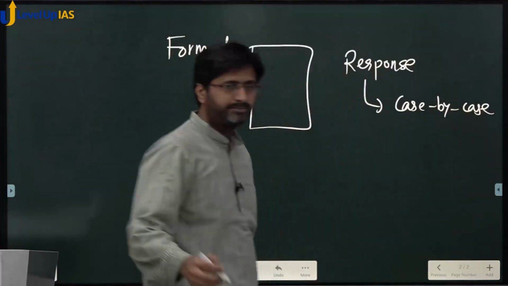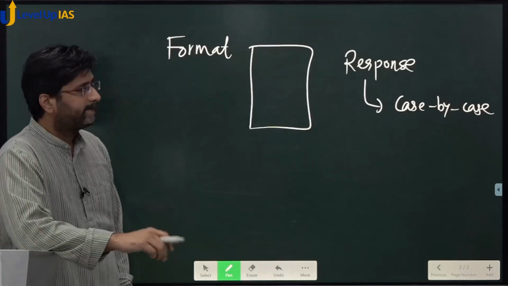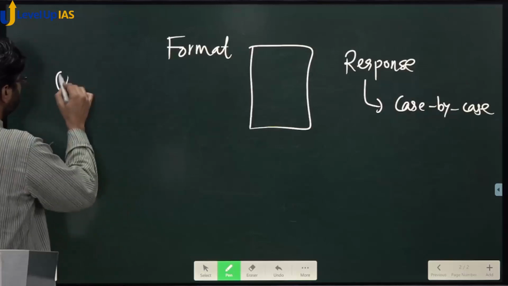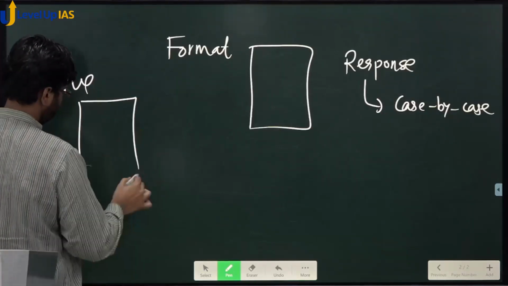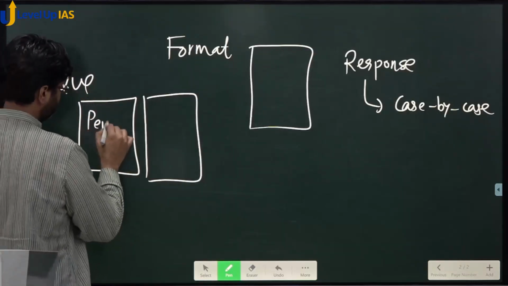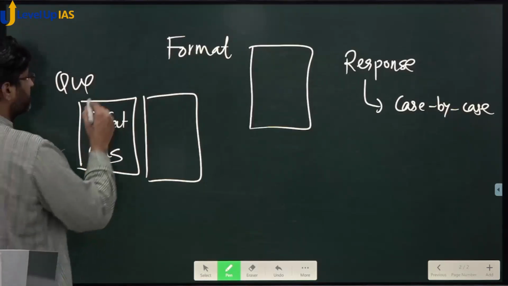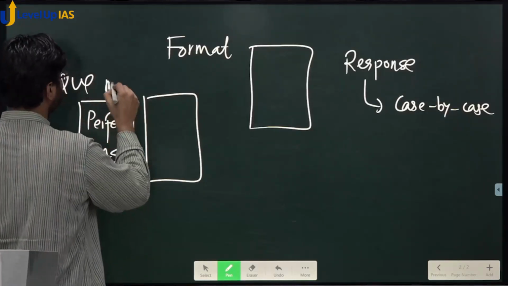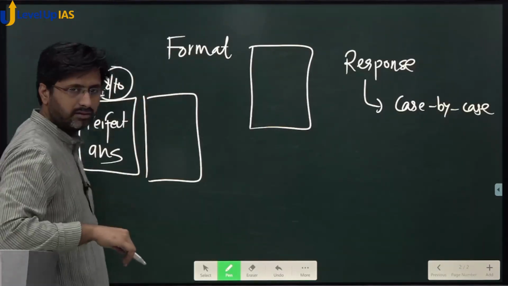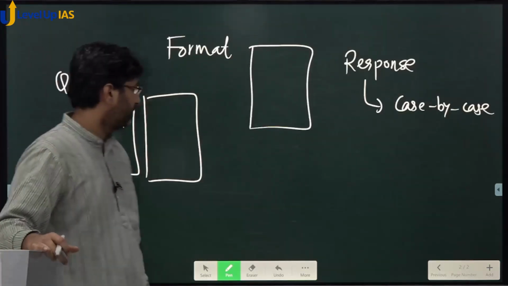Now, there is another aspect; you will understand what I'm trying to say. Generally, our perception is that when there is a question, there are one or two perfect answers, or most of the time people just think there is only one perfect answer. Perfect means the answer which can give the maximum possible marks, for example 8 out of 10. This is how we perceive typical theoretical questions.